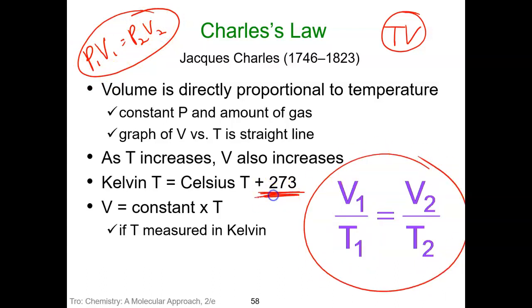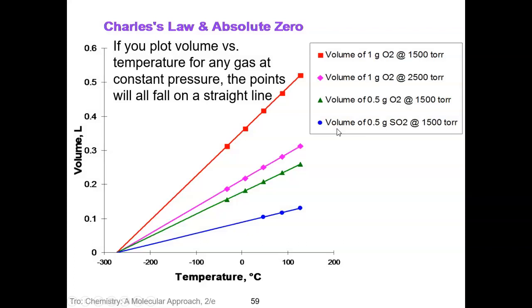Also, remember, everything is in Kelvin. This whole entire chapter, Kelvin, Kelvin, Kelvin. So here's a picture of Charles' law, and you can always see a direct graph. It's always a straight line up. It is direct. If we increase our volume, we increase our temperature. One goes up, the other one goes up.